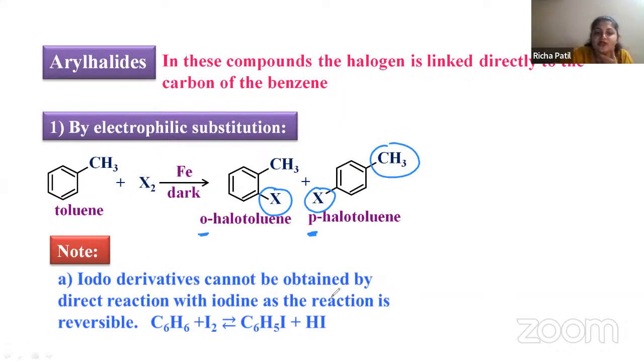So iodo derivatives cannot be obtained by direct reaction with iodine. Why? Because the reaction is reversible. So the reaction is given here. If you want to do iodination, it is reversible, and again you will get this particular starting product. So iodo derivatives cannot be obtained by direct reaction with iodine because the reaction will undergo reversible reactions.